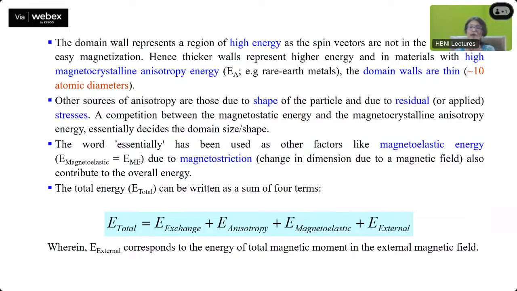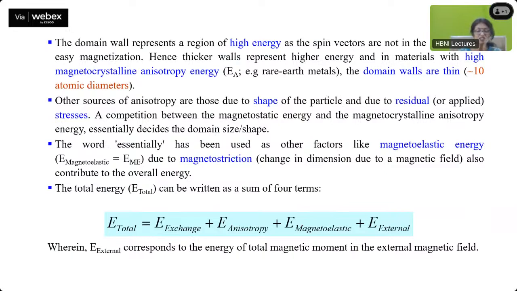So it is basically a balancing between these two which gives rise to the number of domains, its size and its shape. So the word essentially has been used. There are many other factors also which contribute to the energy, like magnetostriction. They also contribute to the overall energy.